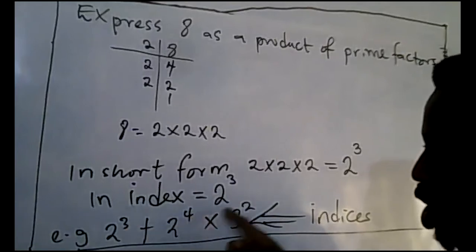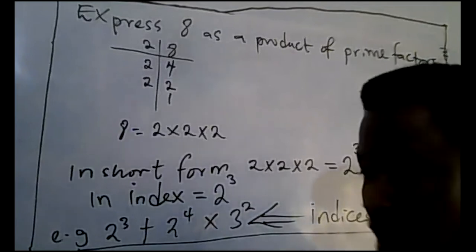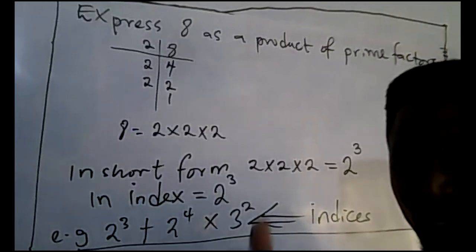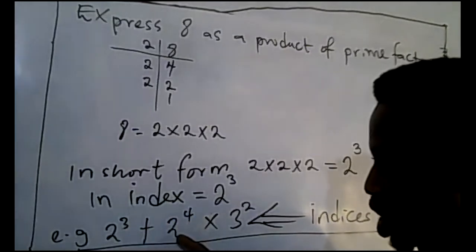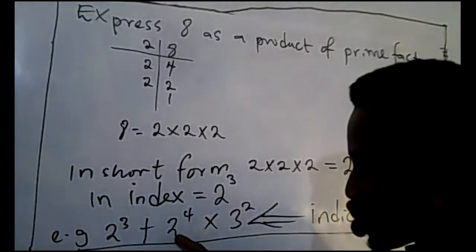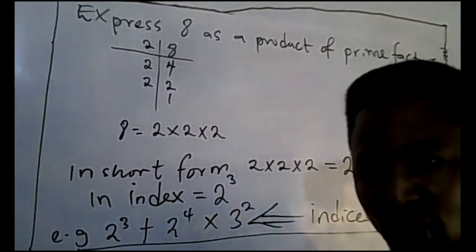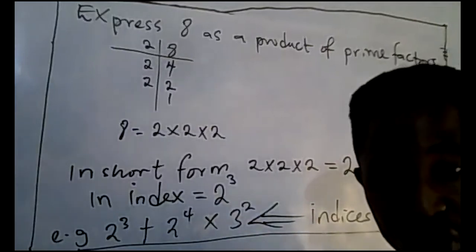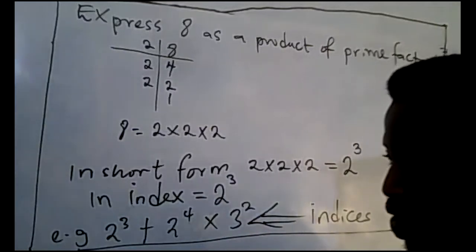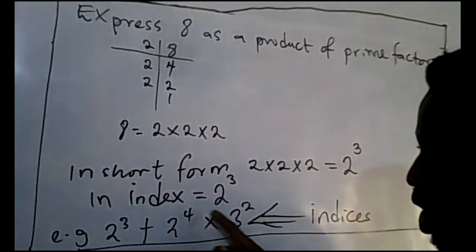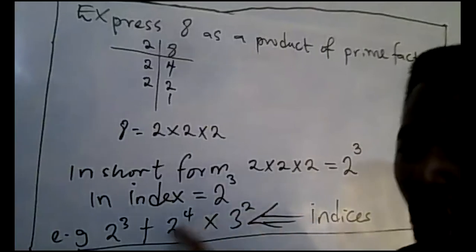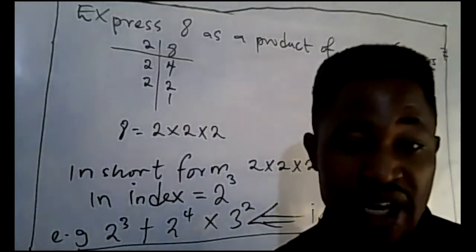3, 4, 2. The powers are the indices because there is more than one. The power of 2 here is 3, the power of 2 here is 4, and the power of 3 here is 2. All together is what we call indices. Do you get it now?